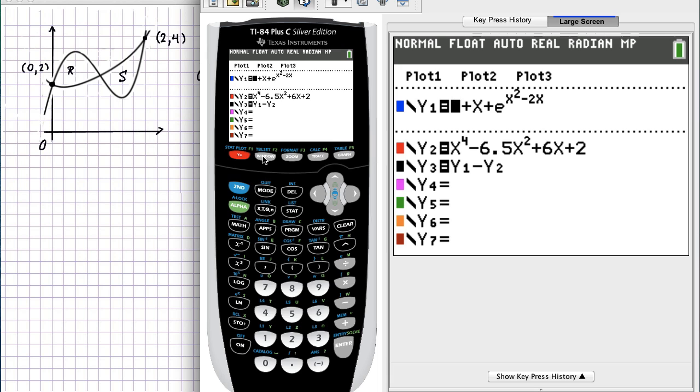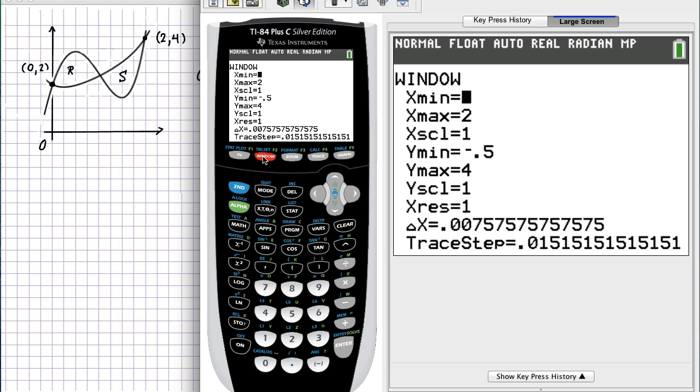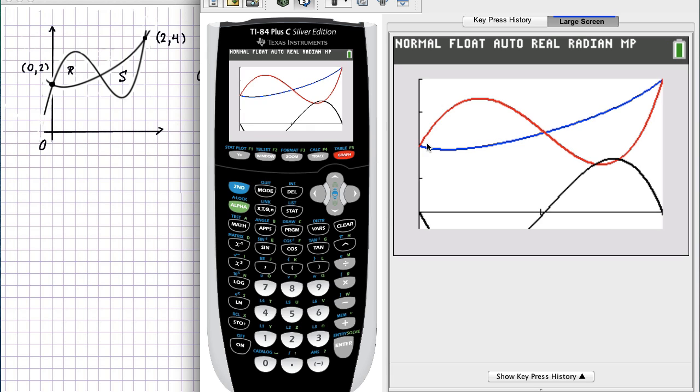For a window, just to see which function is f and which function is g, I've chosen 0 to 2 given the domain. Ordinarily I'd go 0 to 4 for y min, but you'll see in a moment why I chose to go just a little bit below that axis. When we graph these, what we have in blue is the f of x function, in red the g of x function, and in black the difference between the two. Keep in mind that when the black function crosses the x-axis, that simply identifies the point of intersection of the curves.